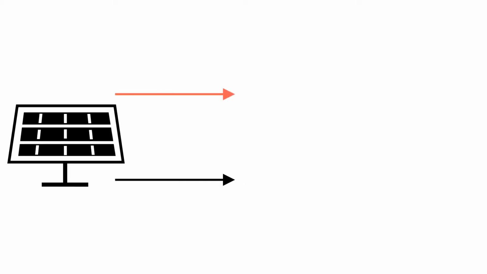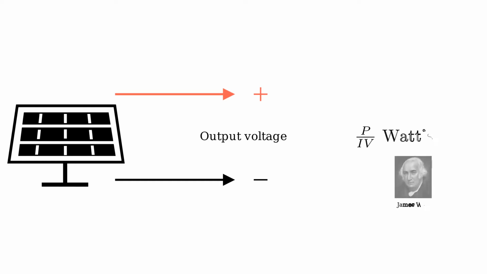Let's say this is our solar panel, and two terminals come out of it, positive and negative. If we measure these with a multimeter, we can get the output voltage of the solar panel. Pretty simple, right? Now, using Watt's law, we can actually determine the power output of the solar panel only using the voltage and the current.